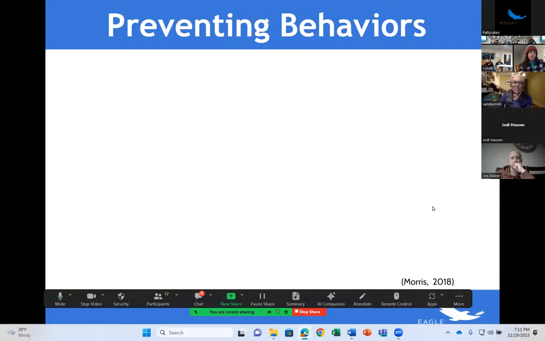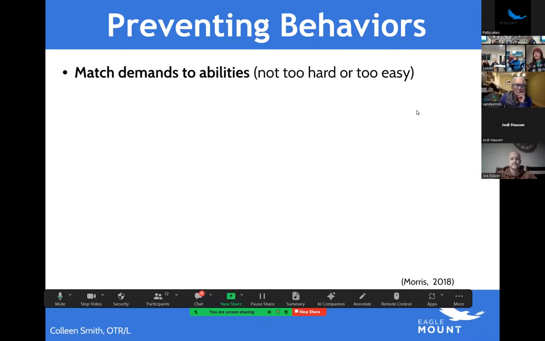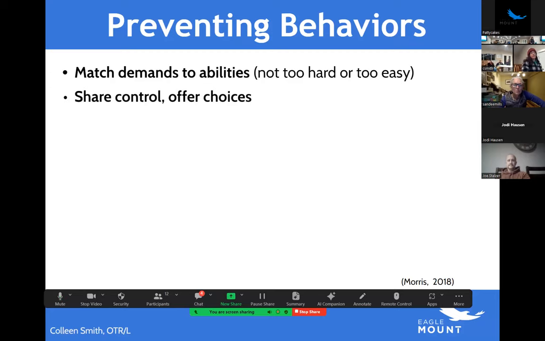And here are just a few strategies for creating a relationship in a lesson environment that is going to have fewer behaviors if you follow these tenets. Matching demands to abilities is really huge. Don't ask too much of someone, but if you're making things too easy, the boredom can be a big trigger for behaviors too. So finding that just-right challenge for your student takes some time, but it's huge. And then sharing control, offering choices as much as you can.